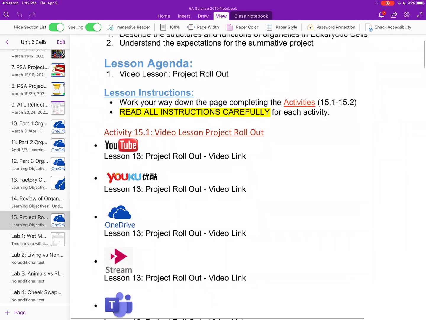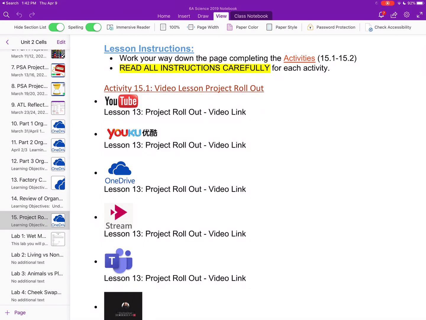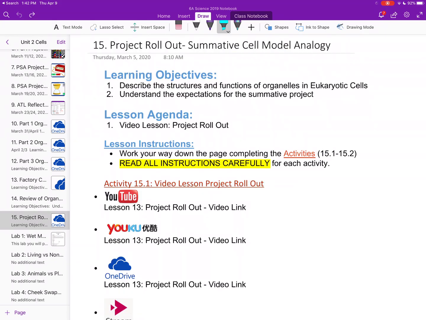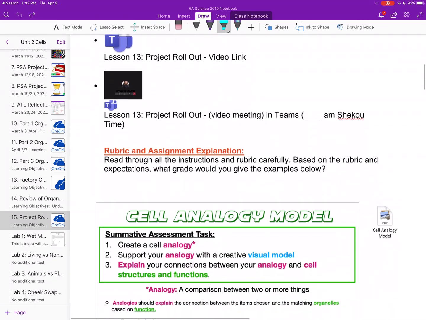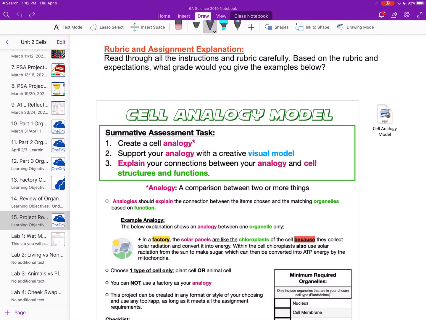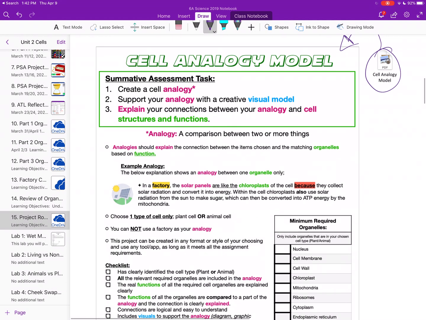There will be a video lesson, so you can ignore this part for now because you are partaking in the making of the video at the moment. I'm just going to scroll down here to the rubric and the explanation. We're going to go through a couple of things together. If you want the attachment, the document is here, but it's also printed out so you can see it all. We're going to go through it step by step.